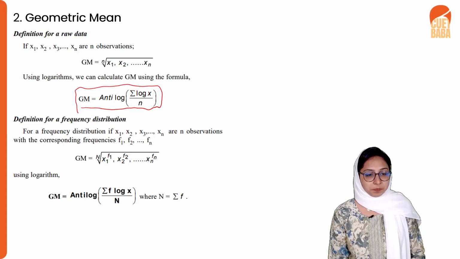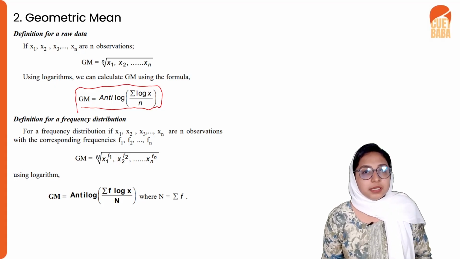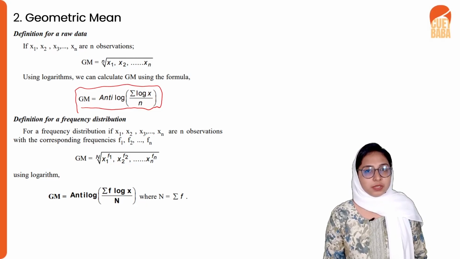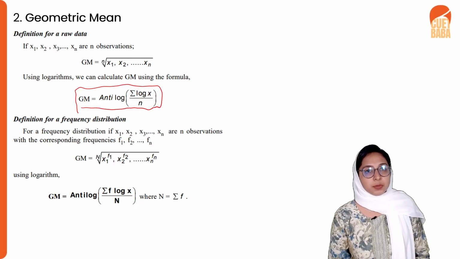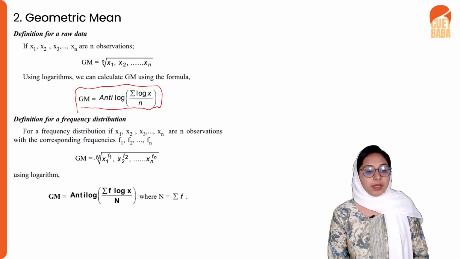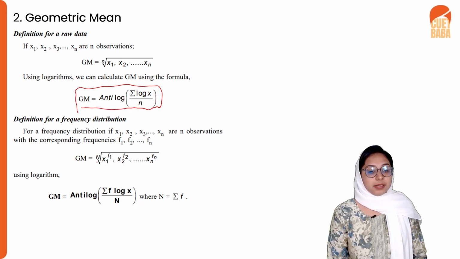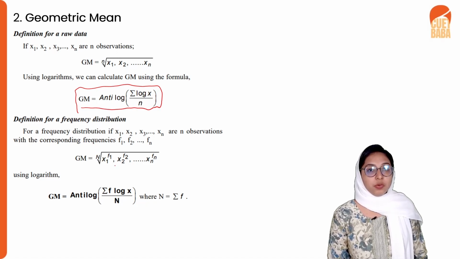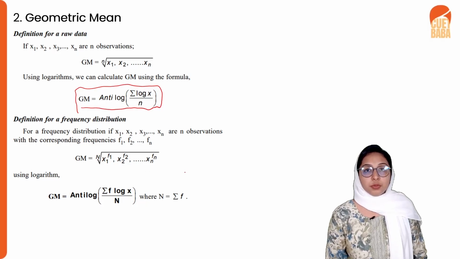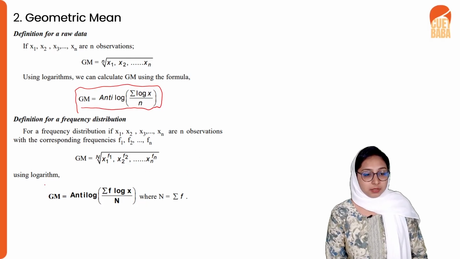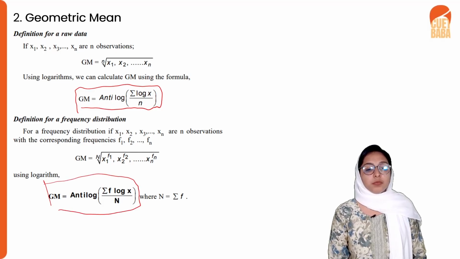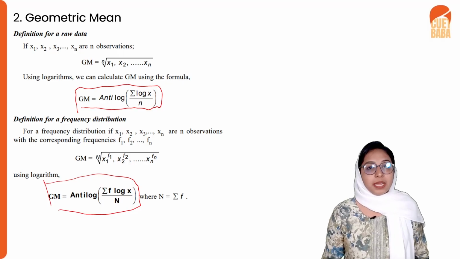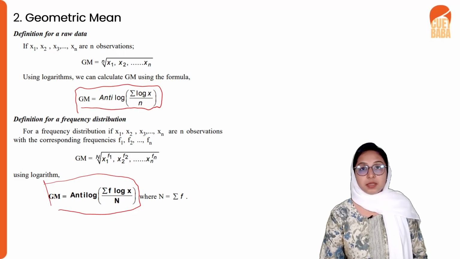This is for raw data. And if there is frequency data, that is, x1 is repeated f1 times, etc., xn is repeated fn times, then we will find the nth root, where N will be capital, the total number of frequencies. Nth root of x1 power f1 into x2 power f2, etc. into xn power fn. And same as the raw data equation, we can convert it into a logarithmic equation: antilog of summation f into log x divided by capital N. N is nothing but the summation of frequencies.